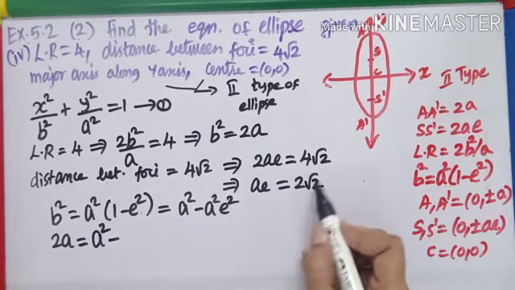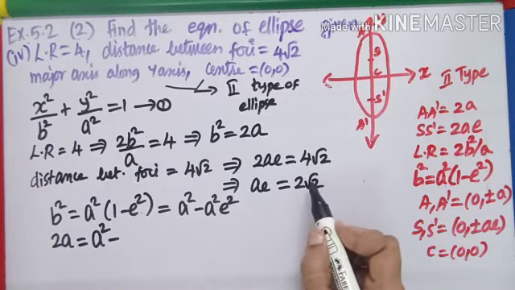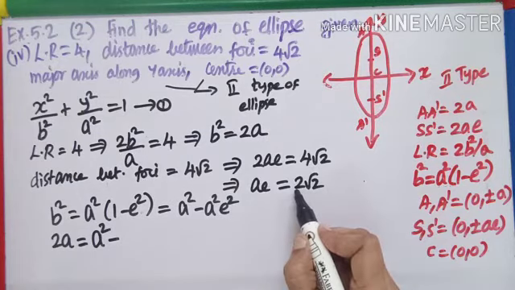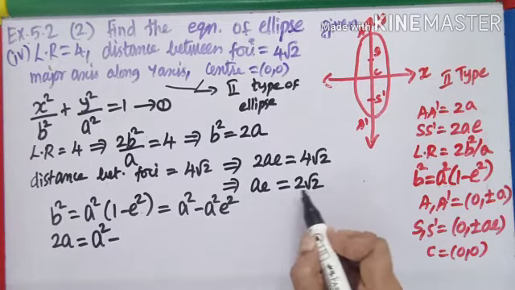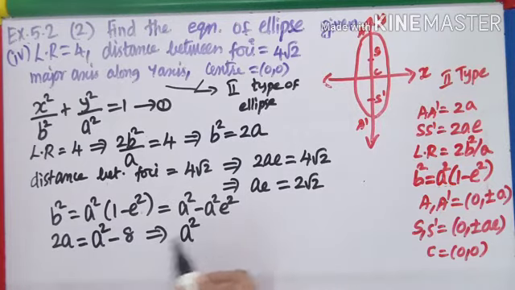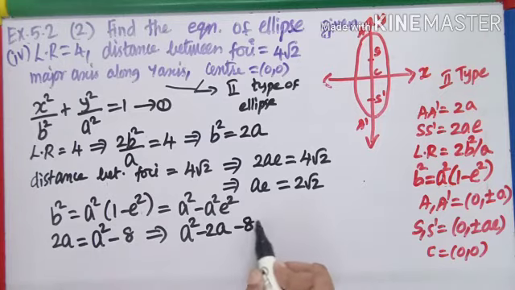And what is AE from here? 2 root 2. So what is A square E square? Squaring, 2 square is 4, root 2 square is 2, 4 into 2, 8. So I get A square minus 8. Rewriting this as a quadratic in A: A square minus 2A minus 8 equal to 0.